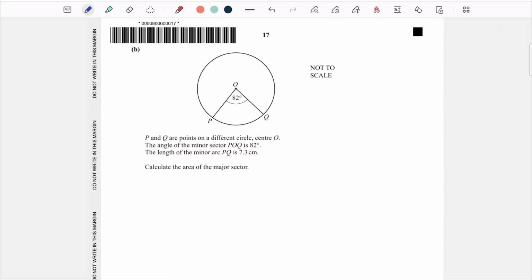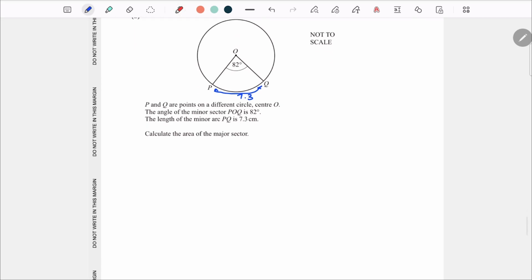Part B, P and Q are points on a different circle center O. The angle of the minor sector POQ is 82 degrees. The length of the minor arc is 7.3. So basically this region is 7.3. Calculate the area of the major sector. This is the minor sector and the major sector is basically this large region. So we have to find the area of this large sector.